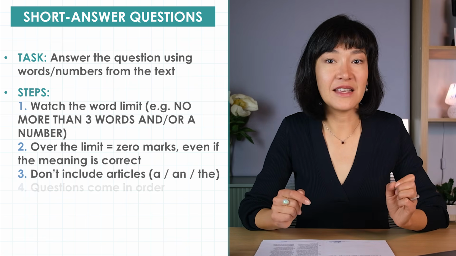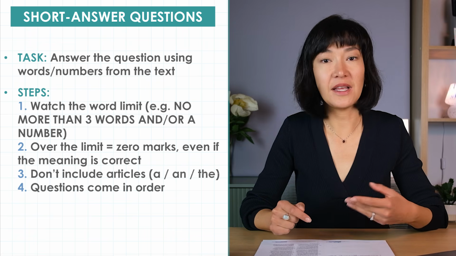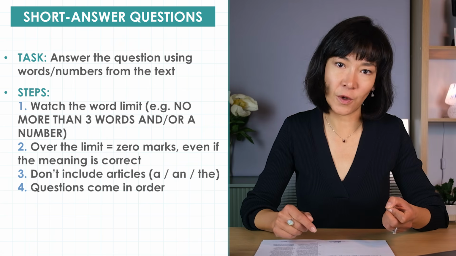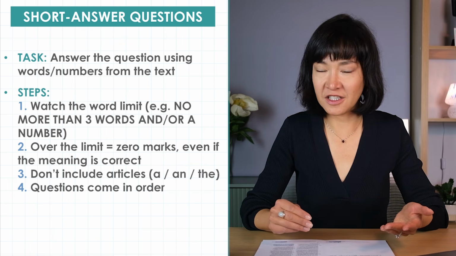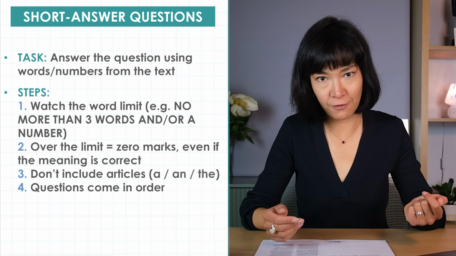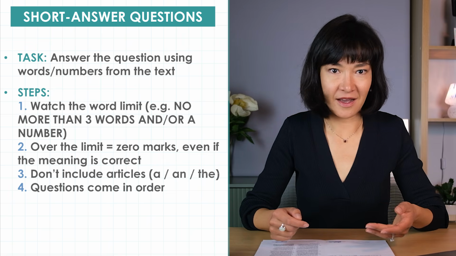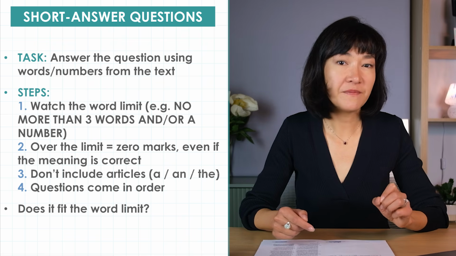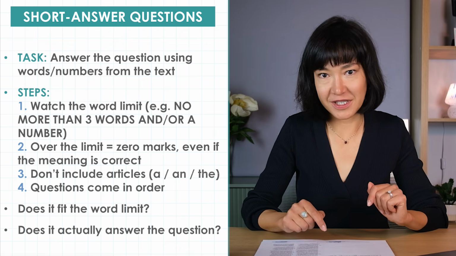Now, the questions come in the same order as the passage. You read the first question, highlight the keywords, find the answer in the passage, then go to the next question and keep reading from where you left off. When you find what you think is the answer, check 2 things. Does it fit the word limit? And does it actually answer the question?